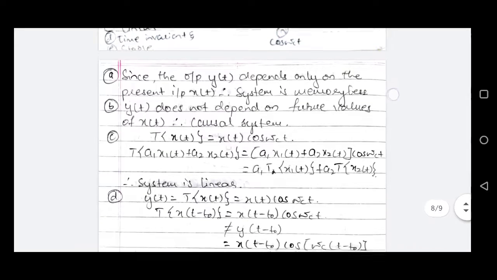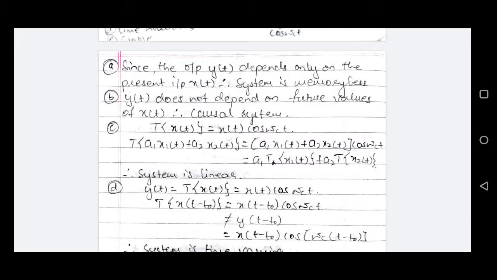Is it a linear system? Yes, it is a linear system. If the input is decomposed into two parts, x1 and x2, and if they are scaled by factors a1 and a2, and if both are multiplied by cosine omega c into t, then we'll get a1 x1 of t cos omega c into t and a2 x2 of t cos omega c into t, which satisfies the principle of homogeneity and superposition. Therefore, this system is a linear system.